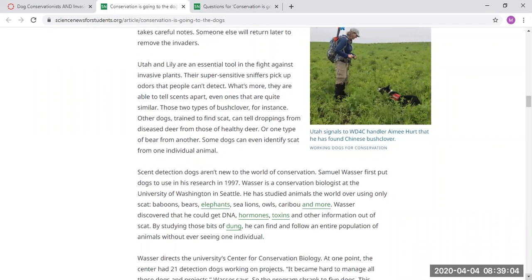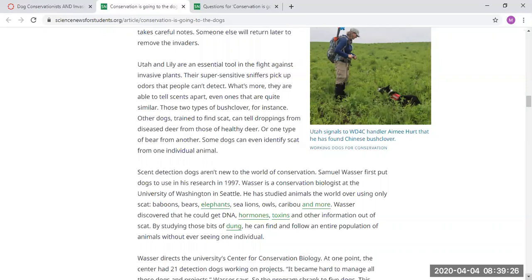Other dogs trained to find scat can tell droppings from diseased deer from those of healthy deer, or one type of bear from another. Some dogs can even identify scat from one individual animal. So obviously, or maybe not so obviously, scat is the feces or poop from different animals.